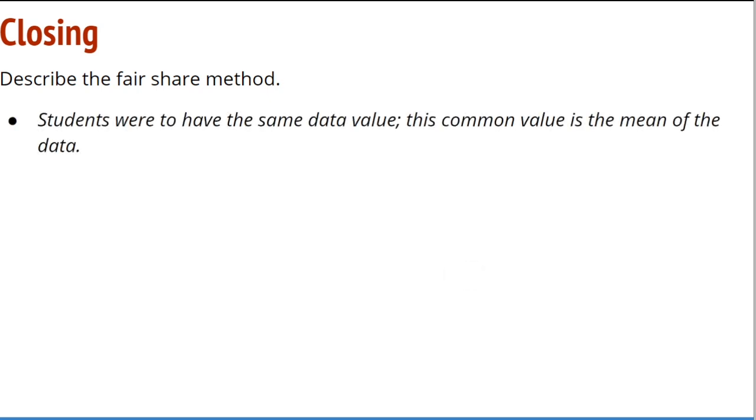So the fair share method. Students were to have the same data value. This common value is the mean of the data. When we ask how many pets does each of you have, we want them all to have the same value. That is the mean. The mean means everyone has an equal amount.